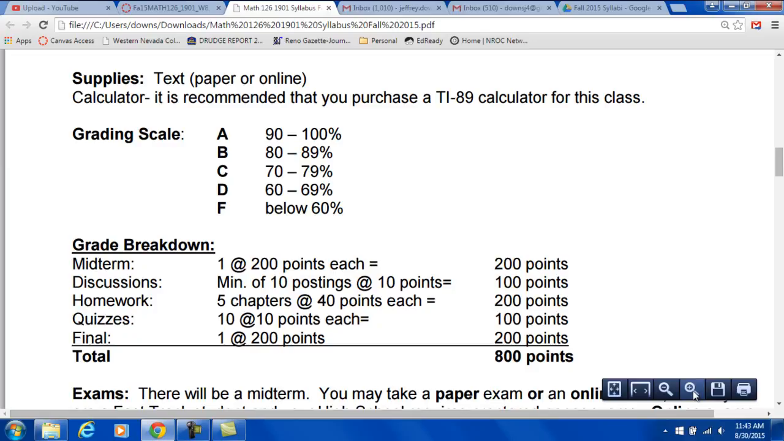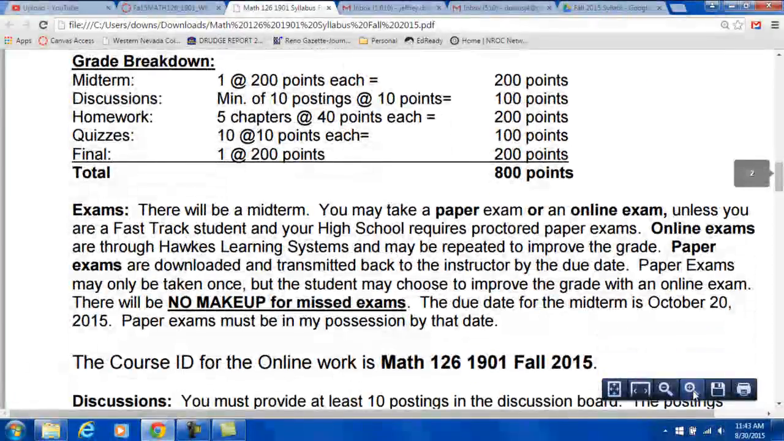Okay, grading scale is A, B, C, D, F, pretty standard there. The grade breakdown: you have a midterm, 1 at 200 points each. Discussions, minimum of 10 postings at 10 points each. Homework, 5 chapters at 40 points each. Quizzes, 10 quizzes at 10 points each, and the final is 1 at 200 points. So this is a pretty standard thing I'm saying here. So I'm not sure again what your school is going to allow or require.